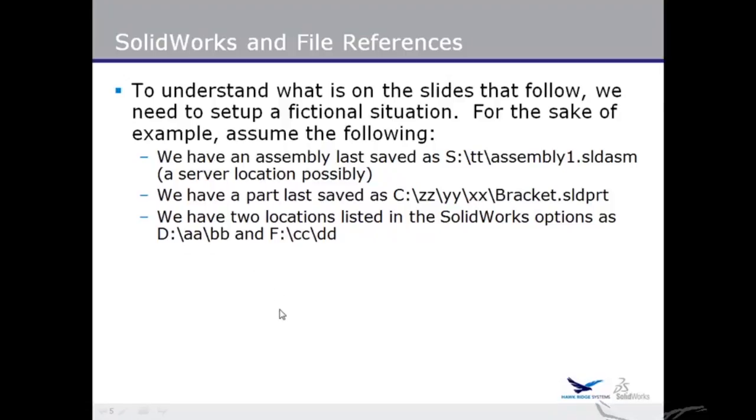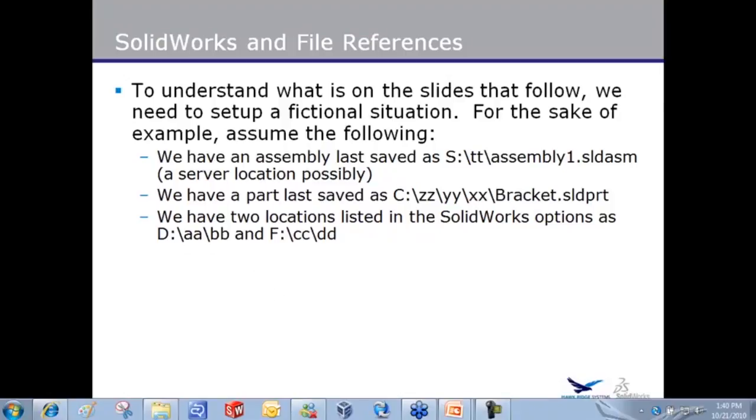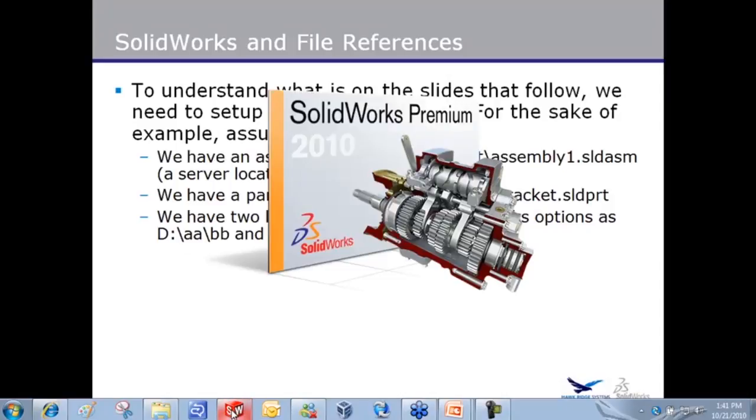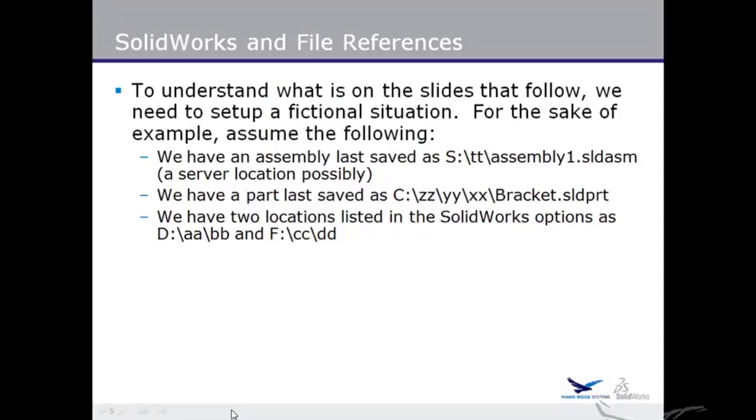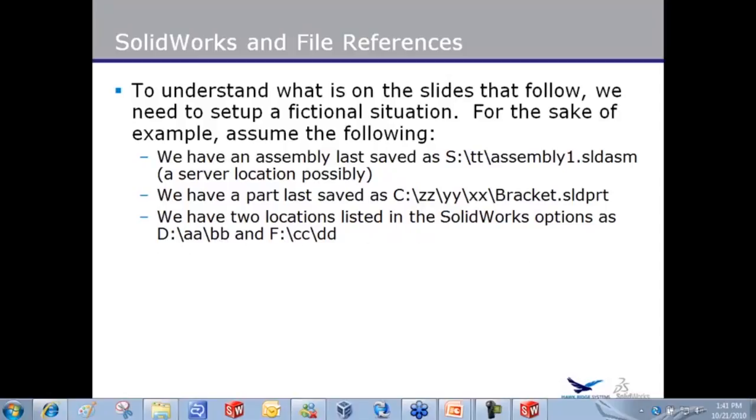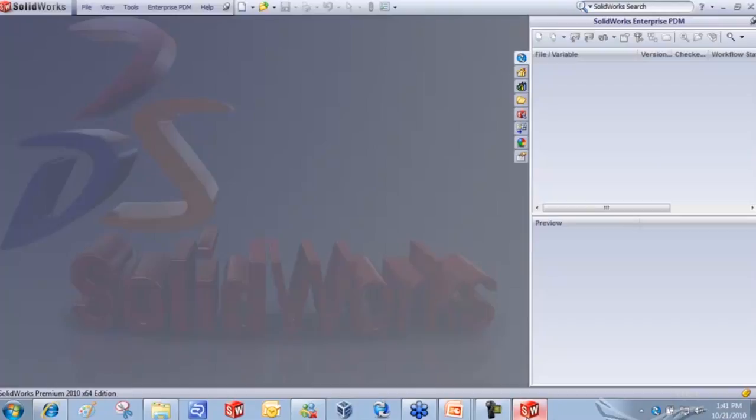For those of you who are unfamiliar with this, let me get into SolidWorks for a second, and I'll show you what these locations are that I'm talking about. If you go into the SolidWorks options, you'll see something by the name of file locations, and in that area you can set up a bunch of different paths. These two paths, you've got the AABB folder on my D drive and the CC and DD folder on my F drive. Those are the paths that we're talking about here.